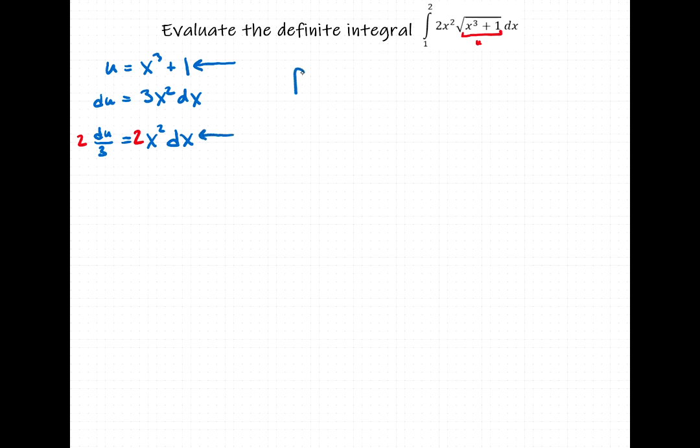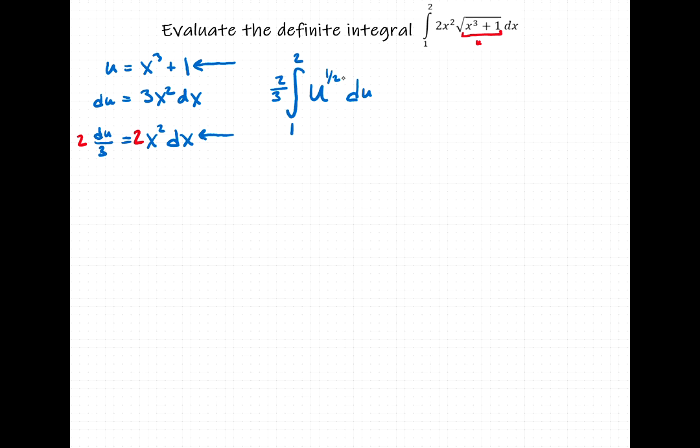So now we have the integral from 1 to 2. The 2x squared dx becomes a 2/3 du. So let's put the 2/3 out front. 2/3 is a constant, so we can bring it out front. And we have a du. And then we have the square root of x cubed plus 1. Now this becomes the square root of u, so we could call that u to the 1/2 power. Okay, now this is something we could definitely and easily integrate using the power rule for integrals.